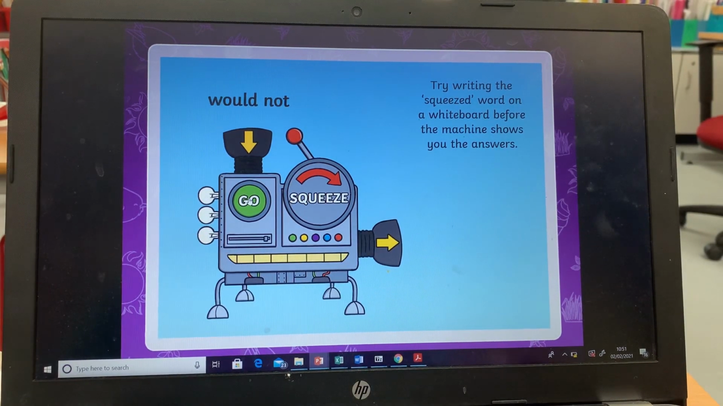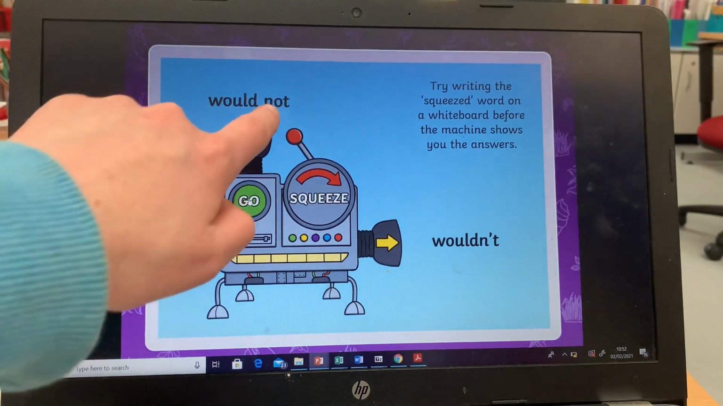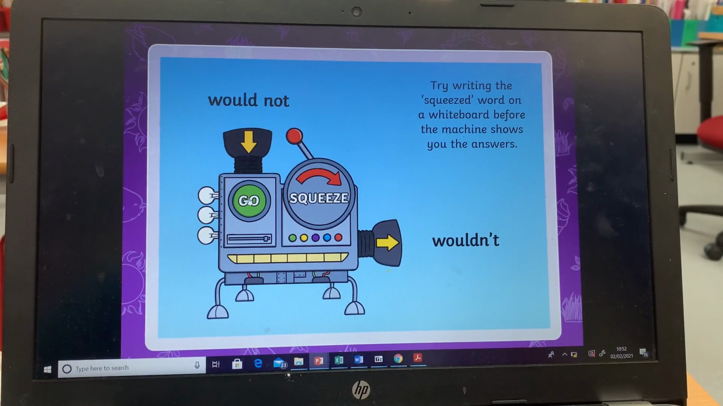Couldn't. Oh, this one, would not. So if could not was couldn't, what do you think would not is going to make? Of course, it's going to make wouldn't. Again, just like couldn't, the O has been omitted. So the apostrophe has been put in its place. The N is straight next to the D this time. The apostrophe and then the T on the end.